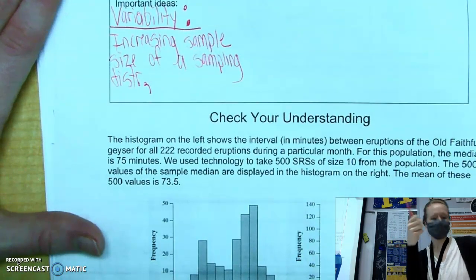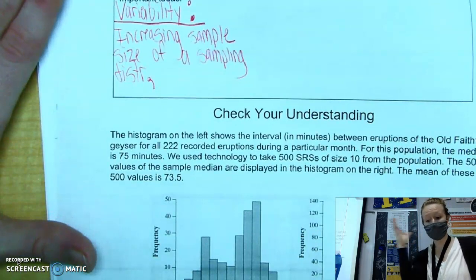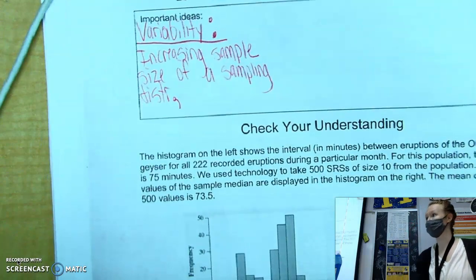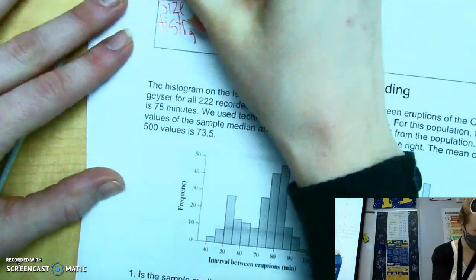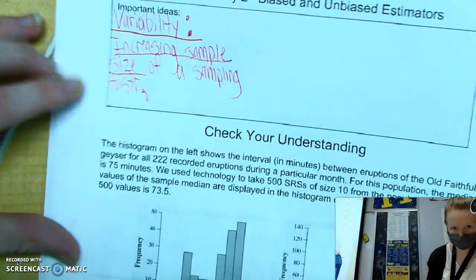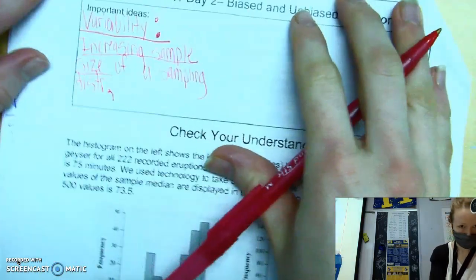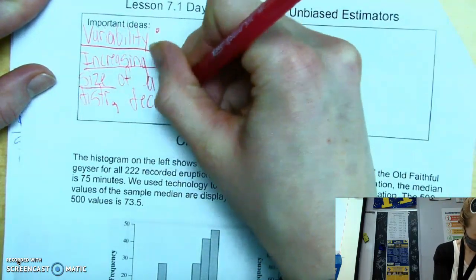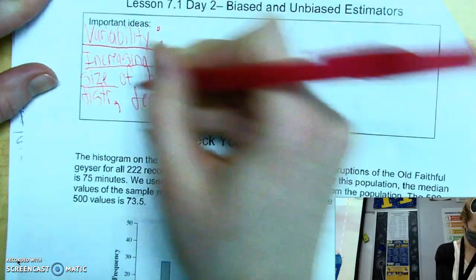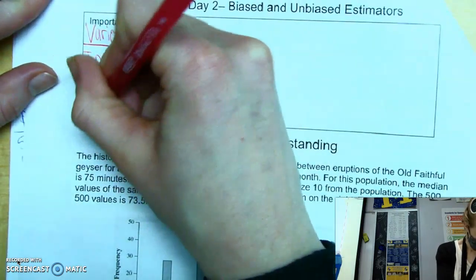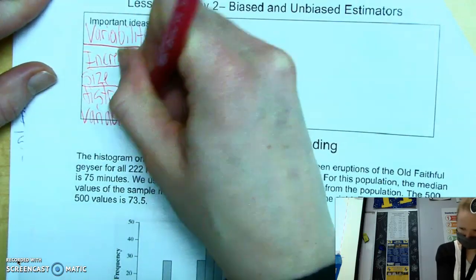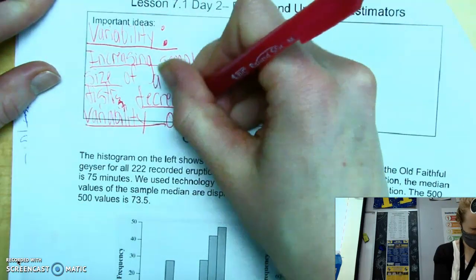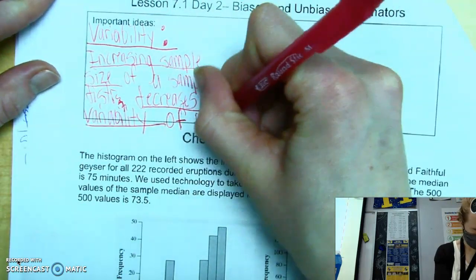It's a good thing, right? So if we want it to do good things, would we want higher or lower variability? Probably lower, right? So if we have increasing sample size of a sampling distribution, that should decrease the variability. So it decreases the variability of the distribution.